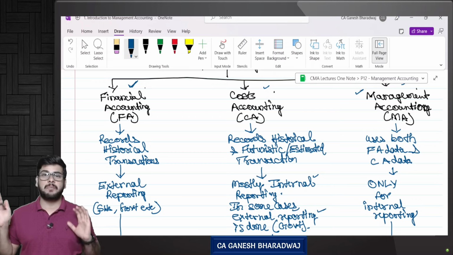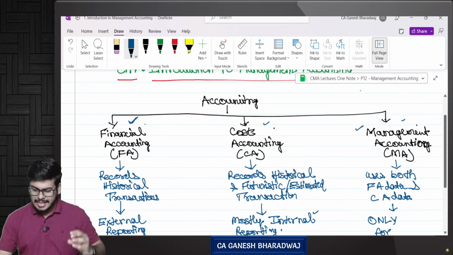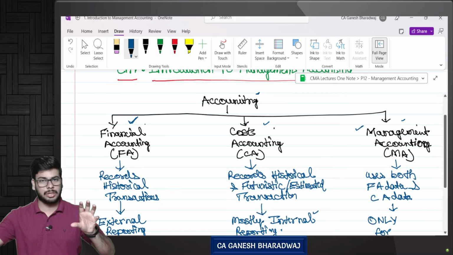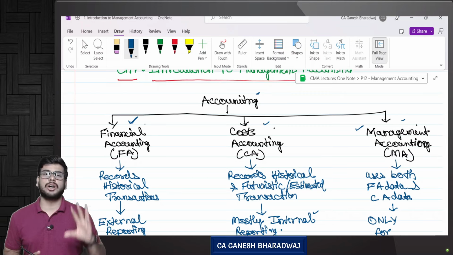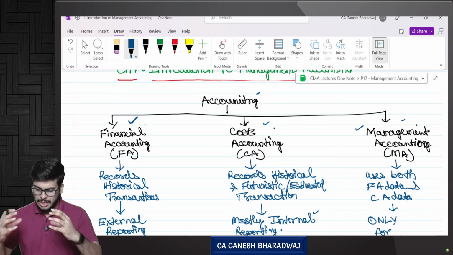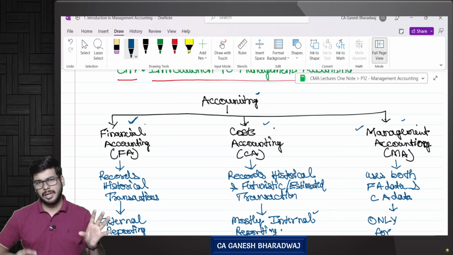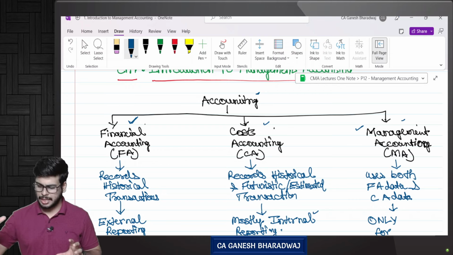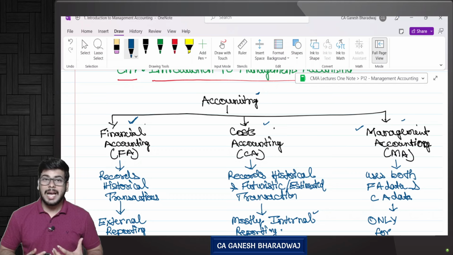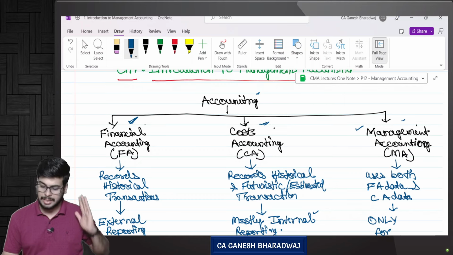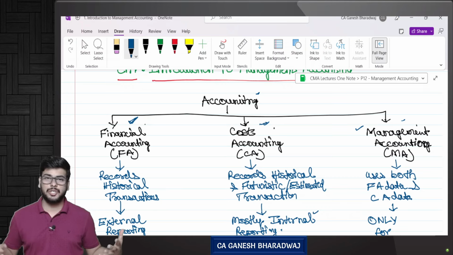First, let us place ourselves where I started. There are multiple branches of accounting: financial accounting, cost accounting, management accounting. Financial accounting deals with historical transactions. Cost accounting deals with historical transactions as well as estimated transactions, whereas management accounting actually uses data that is utilized by both the financial accounting as well as the cost accounting. It is broad in scope.